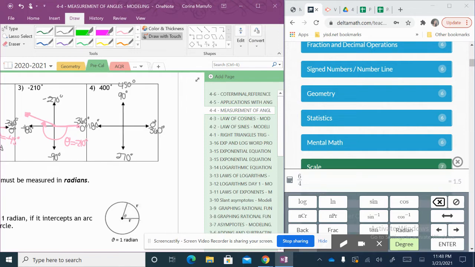Okay, so then 400 lands between 360 and 450. So my initial side is going to be right here. My terminal side for 400 is going to be a little bit closer to the 360. And so when I make my angle, I start here and I show that I went all the way around one full circle and then I came back here. And that denotes a 400 degree angle.